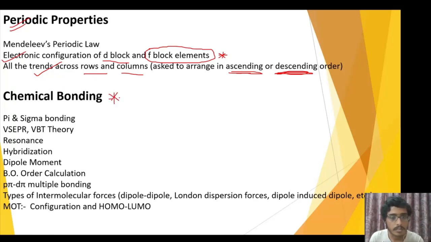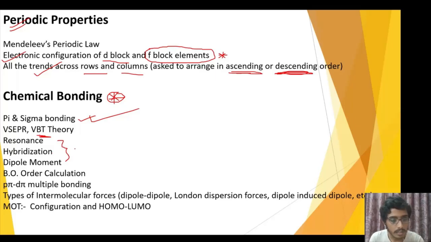The concepts of this chapter are widely used all over chemistry. Here pi and sigma bonding is important, the concept especially. Next is VSEPR theory and your valence bond theory, or the VBT theory. That is important. The concept of resonance, hybridization, and dipole moment.